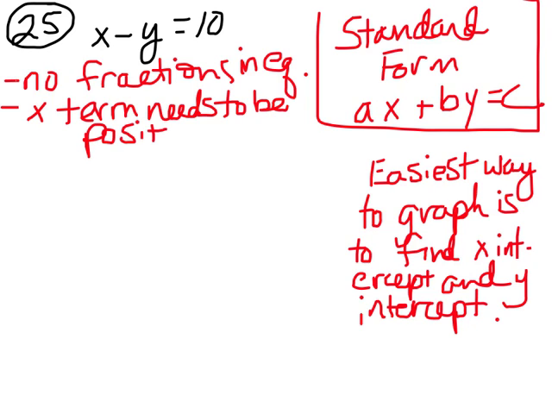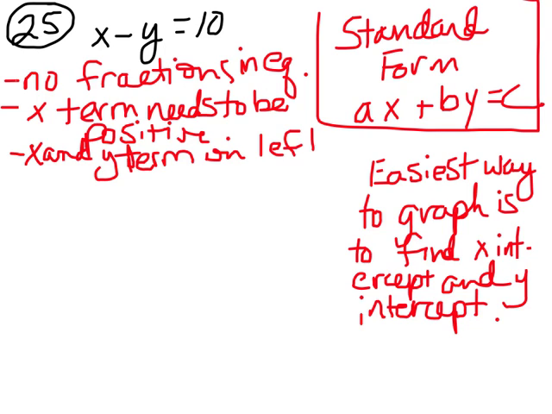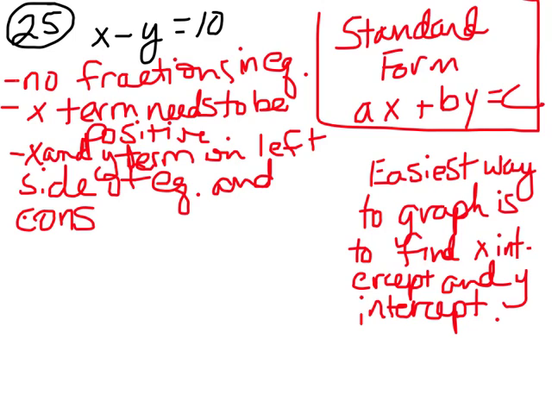And then the other thing that's a little more evident, and I guess the first thing you probably should do to put things in standard form if they're not, is the x and the y term are usually on the left side of your equation. And your constant, the 10 is the constant, it's the plain old number, does not have a variable. That's what a constant is. It's a number that does not have a variable on it. And the constant goes on the right side.